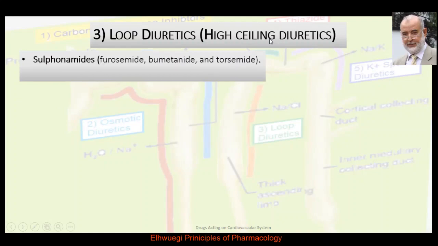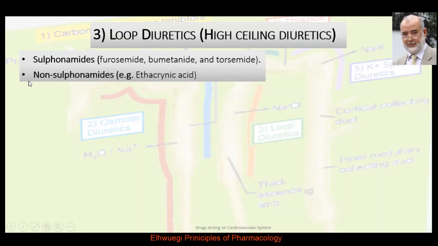This includes two groups of drugs. One which are sulfonamides in structure. They belong to the sulfa group of drugs, and this includes furosemide, bumetanide, and torsemide. So these are sulfonamides, that means they can produce allergic reaction in certain people who are allergic to sulfa drugs.